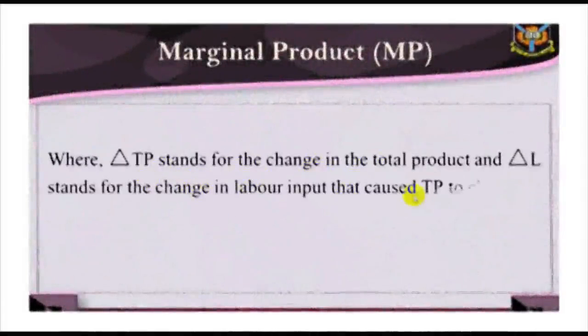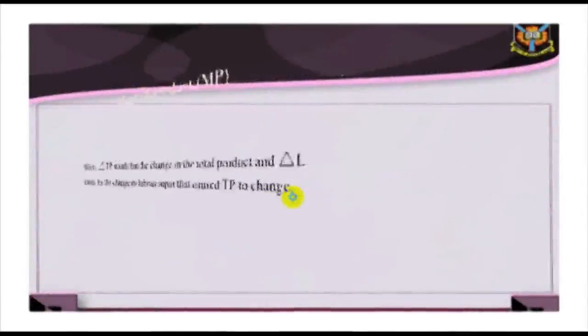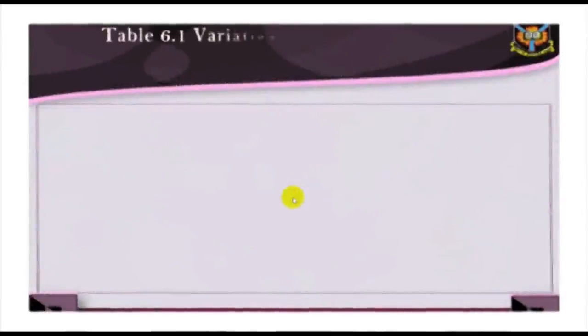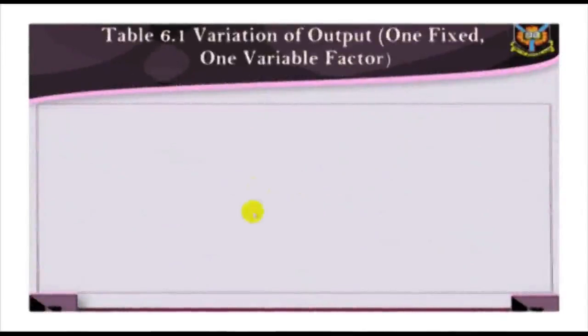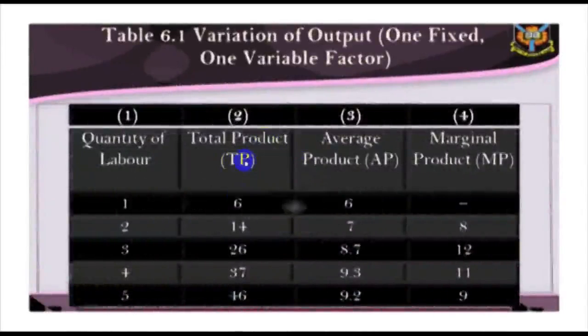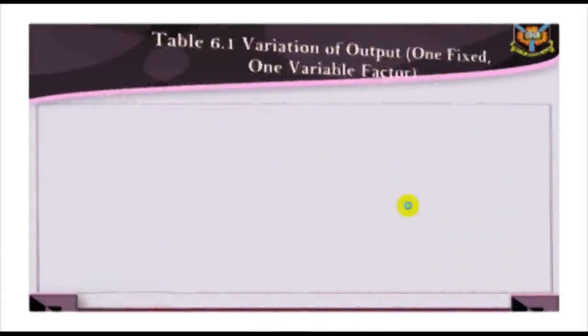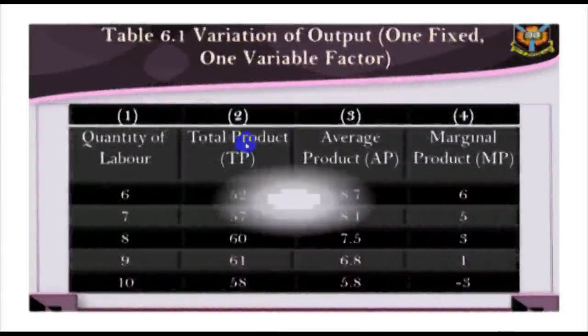The table below gives a hypothetical example. Capital is fixed at 20 units. Quantities of labor: 1, 2, 3, 4, 5. Total product: 6, 14, 26, 37, 46. Average product: 6, 7, 8.7, 9.3, 9.2. Marginal product: dash, 8, 12, 11, and 9.